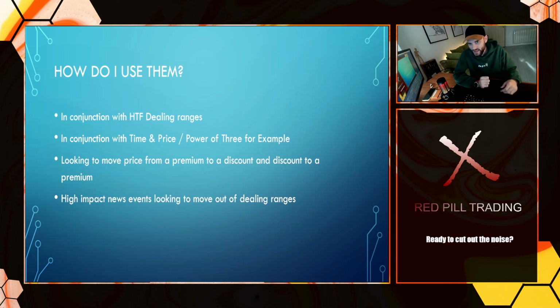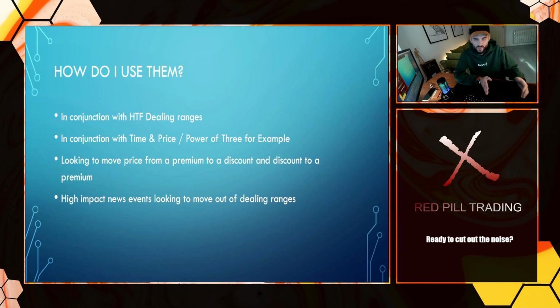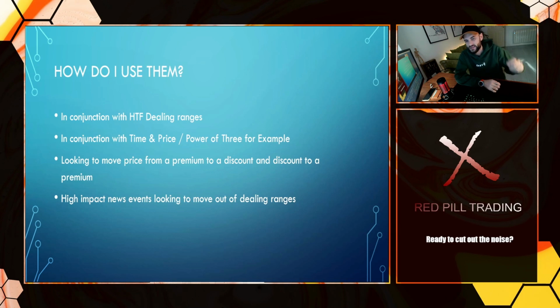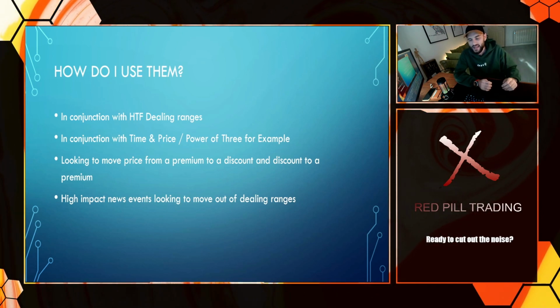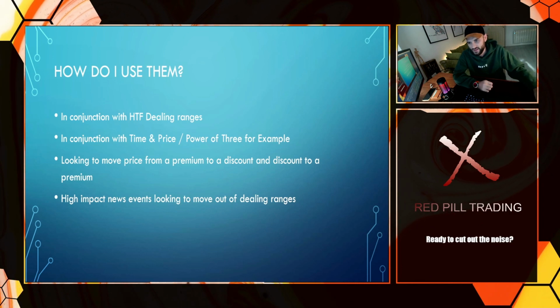But an example here would be a power of 3. So we all know what power of 3 is, and if you don't, there are episodes on ICT's channel about power of 3. But essentially we understand how price is likely to move throughout the day, and we can therefore marry that up with the PD array matrix to understand where price is likely to move off from in opening or closing of daily ranges.